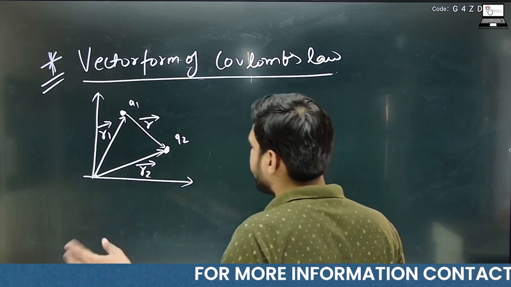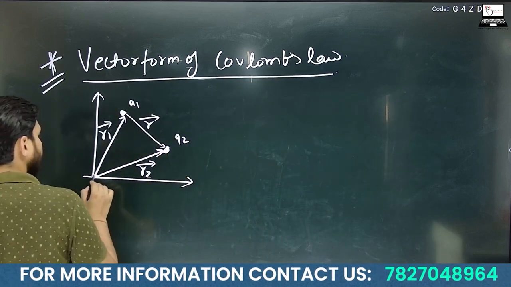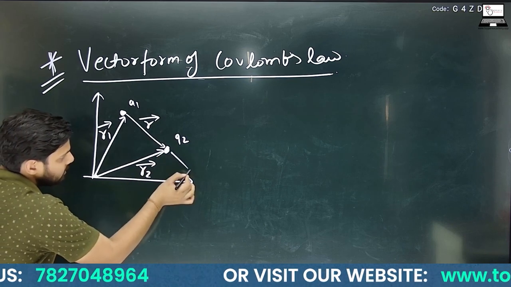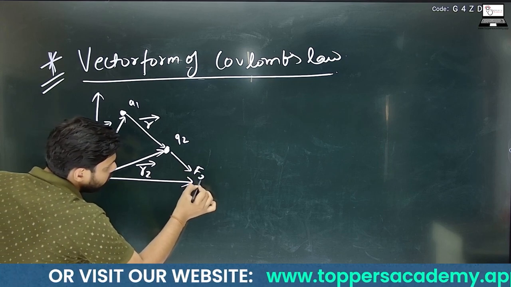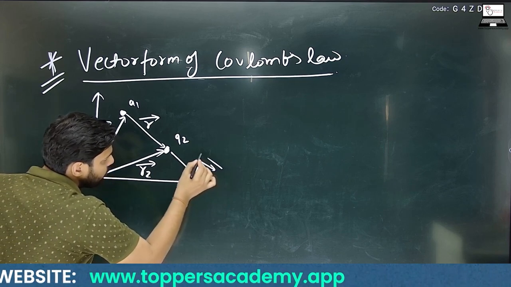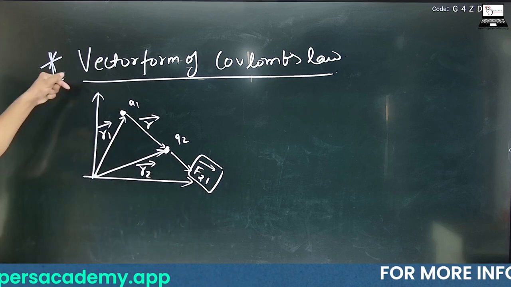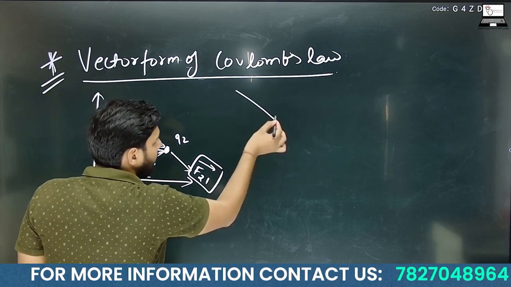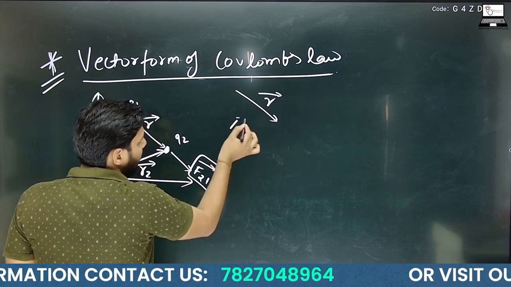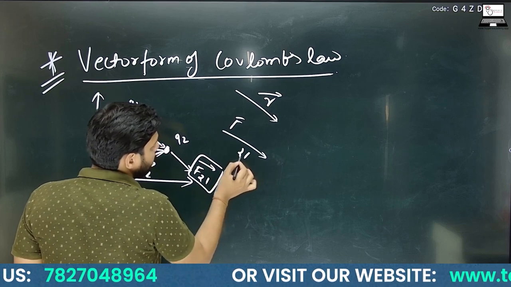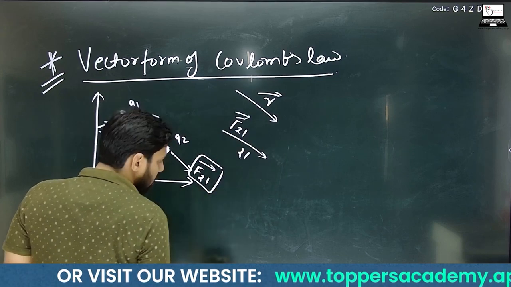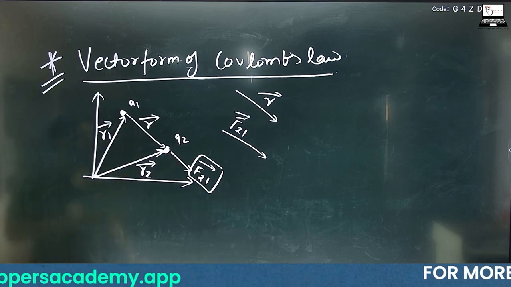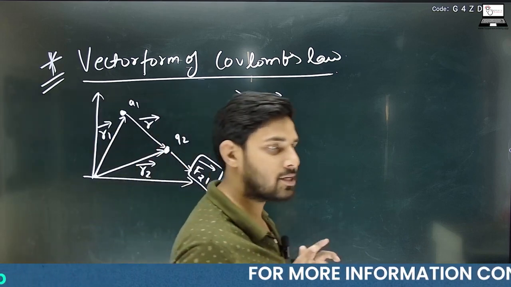According to the vector form, this is the R vector. So let us suppose we have to find F on 2 due to 1, and we have R vector along this. Can we say that the R vector and the F21 vector are along the same direction? Clear? Along the same direction?